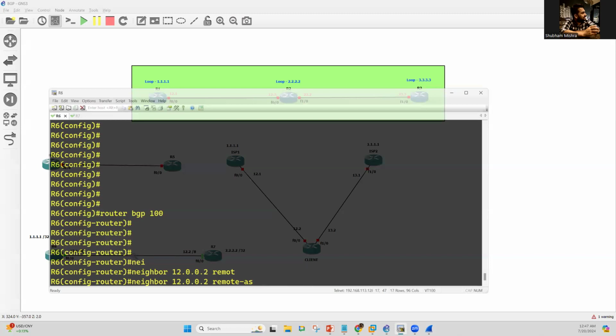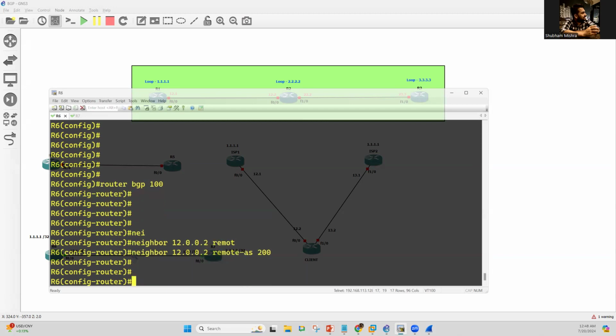So guys, who is your neighbor? I want 12.0.0.2 to become the neighbor of R6. 12.0.0.2 is configured on R7. Yes or no? And on R7, what is the AS number you are using? AS number 200. So here you have to write AS 200. That is the command to establish a static neighborship between two routers.